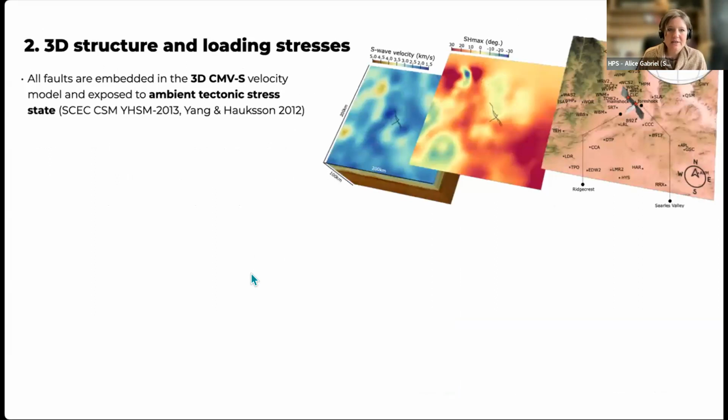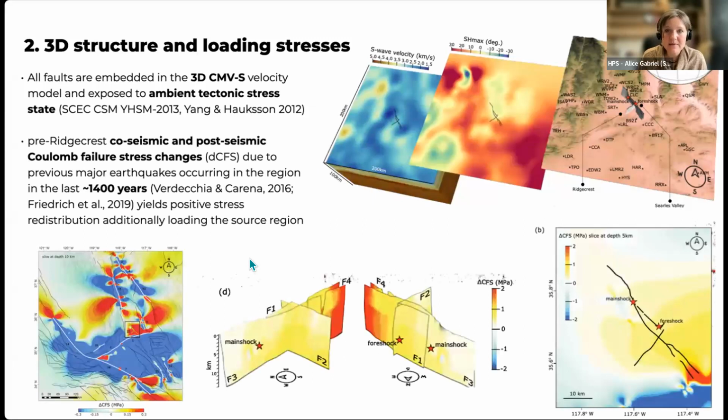Then we're embedding all of these faults in a 3D community velocity model and exposing them to the ambient tectonic stress state that is coming from a 3D stress model. In this case, we're also interested in accounting for Coulomb stress changes, so the stress shadows that are left behind by major earthquakes in the same region that occurred over the last 1,400 years. These can be mapped out and can also be used to inform the initial state of stress just before these large earthquakes happened.